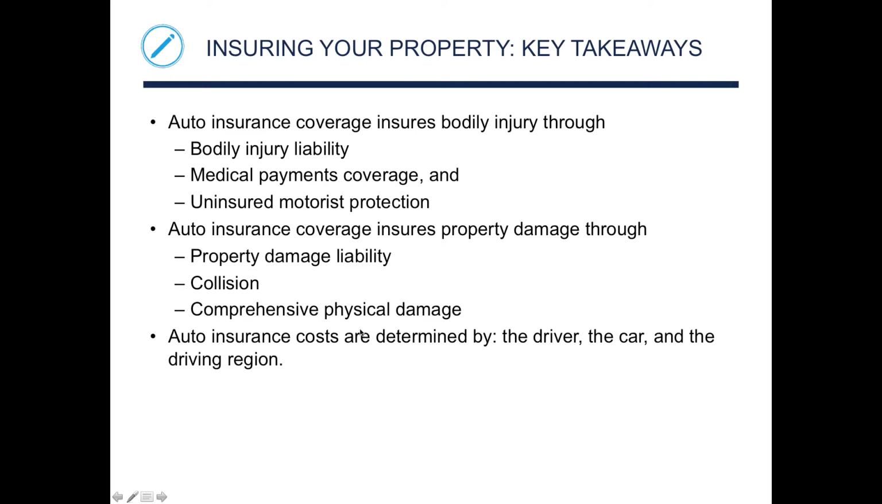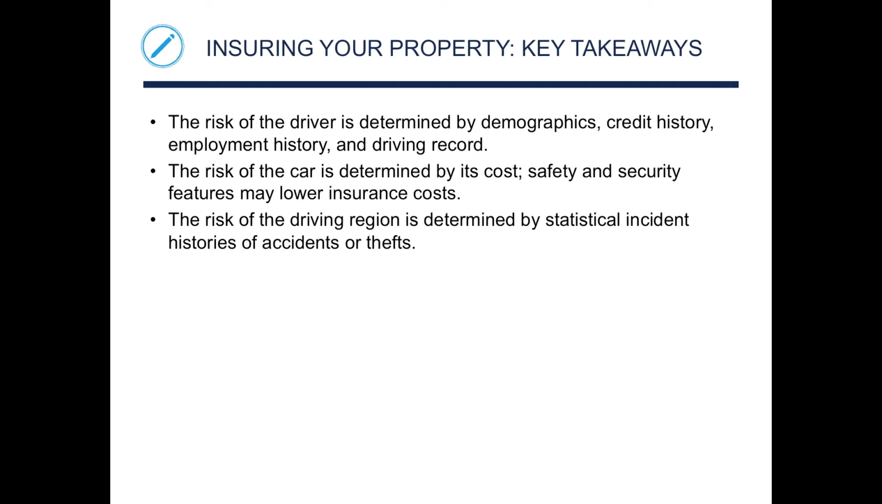Auto insurance coverage insures bodily injury through bodily injury liability, medical payments coverage, and uninsured motorist protection. Auto insurance coverage measures property damage through property damage liability, collision, comprehensive physical damage, and auto insurance costs are determined by the driver, the car, and the driving region or the driving environment.